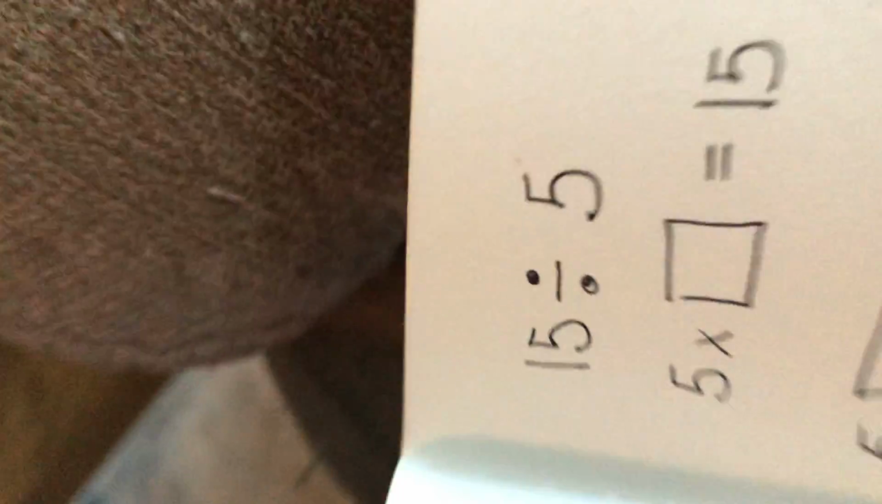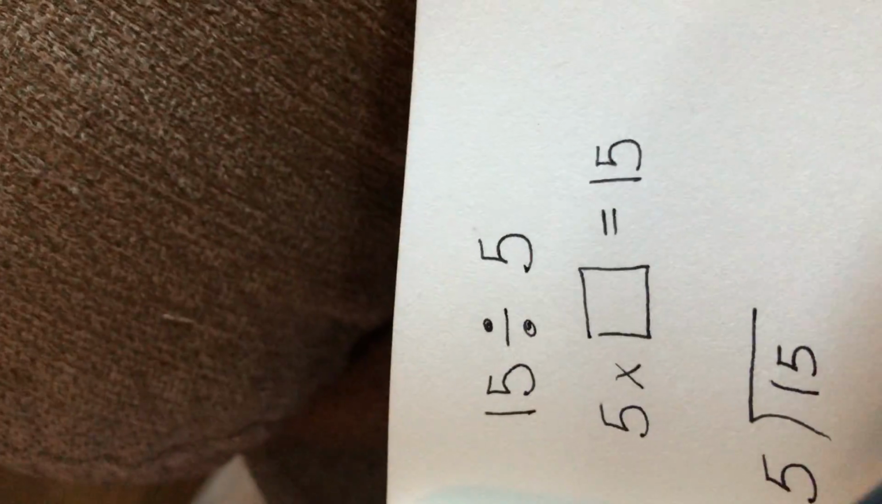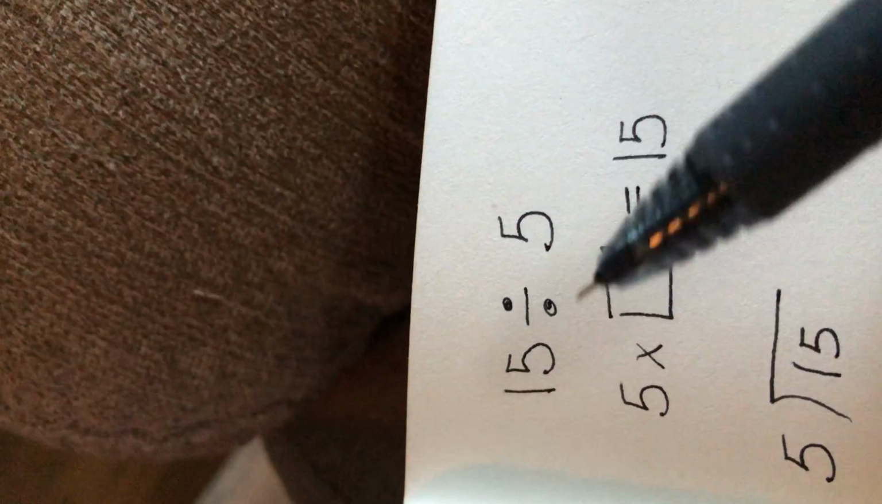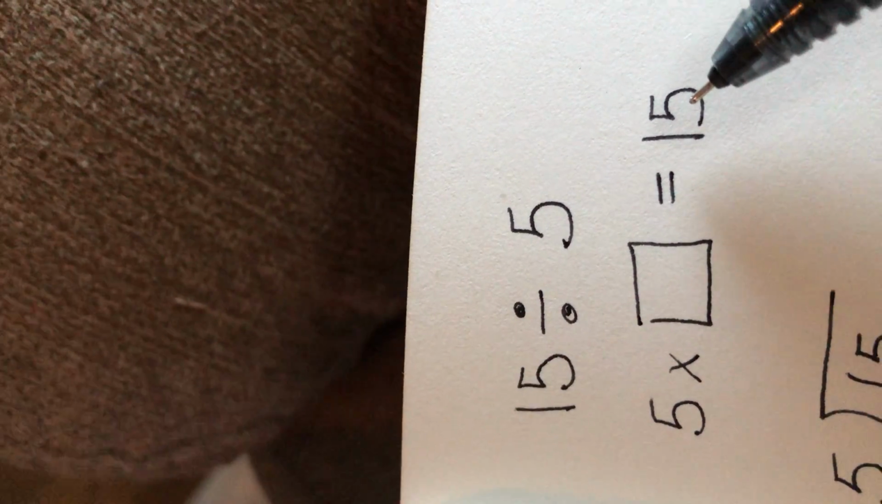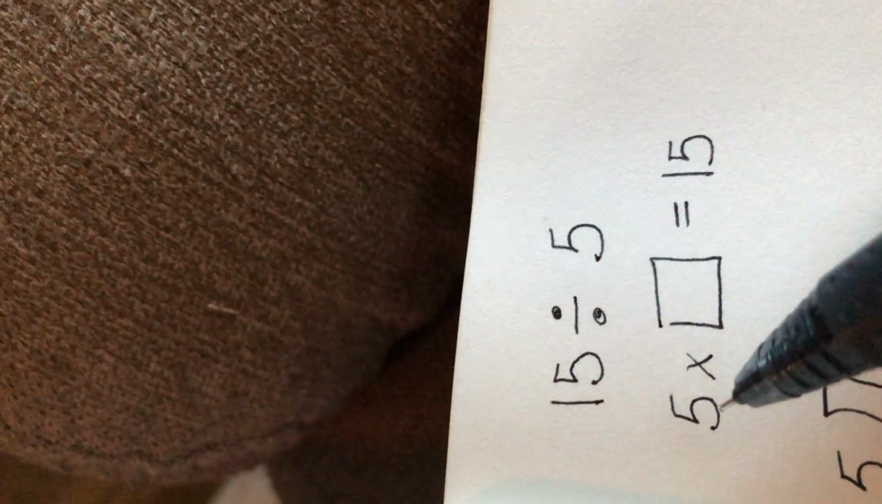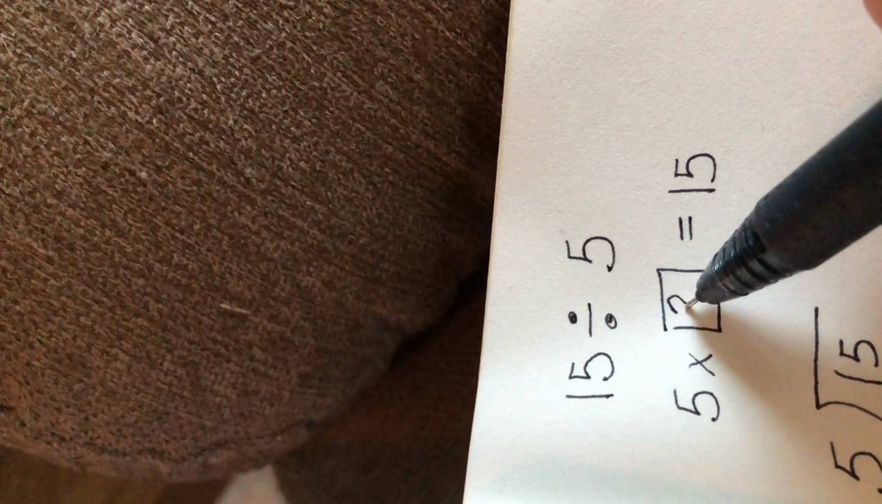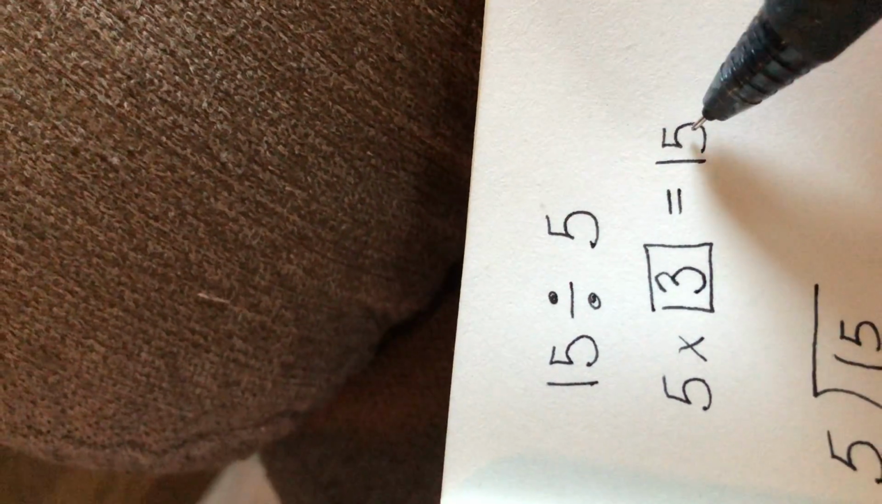Okay, so you already know how to do something like 15 divided by 5. It's the same as saying 5 times something should give us 15. So you would say, oh, wait a minute, I know that. 5 times 3. And you would say 3 is the answer.